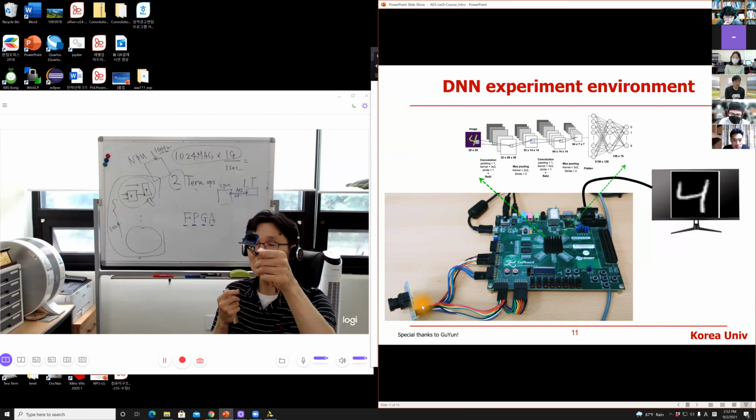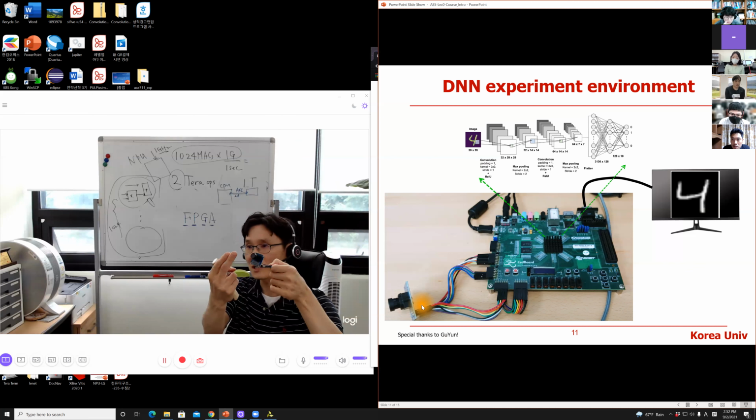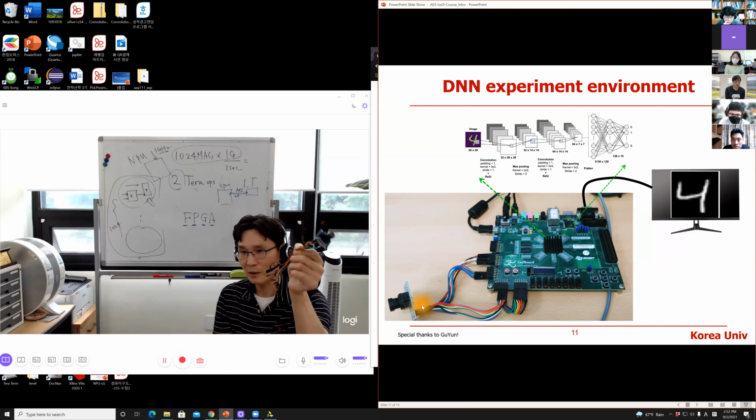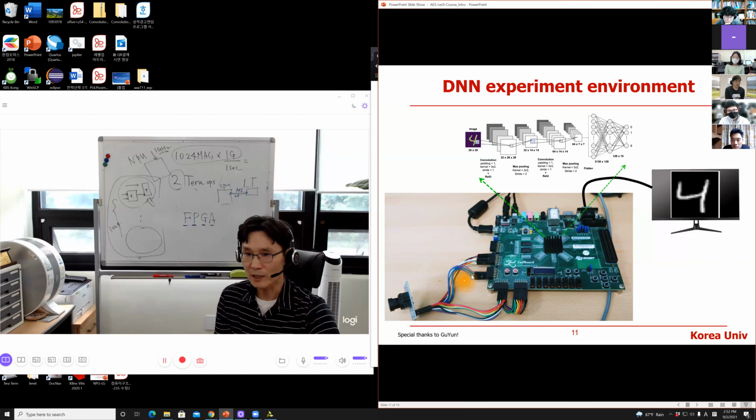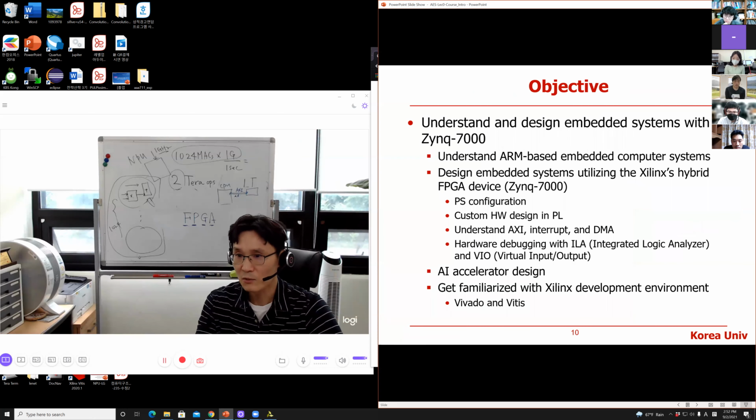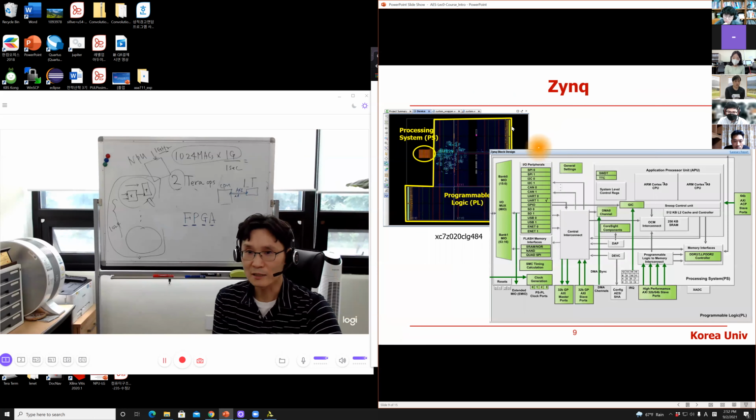So video input is coming in from this camera, and then it will be sent to this device. Inside this yellow box, we are going to add a CNN inference engine.